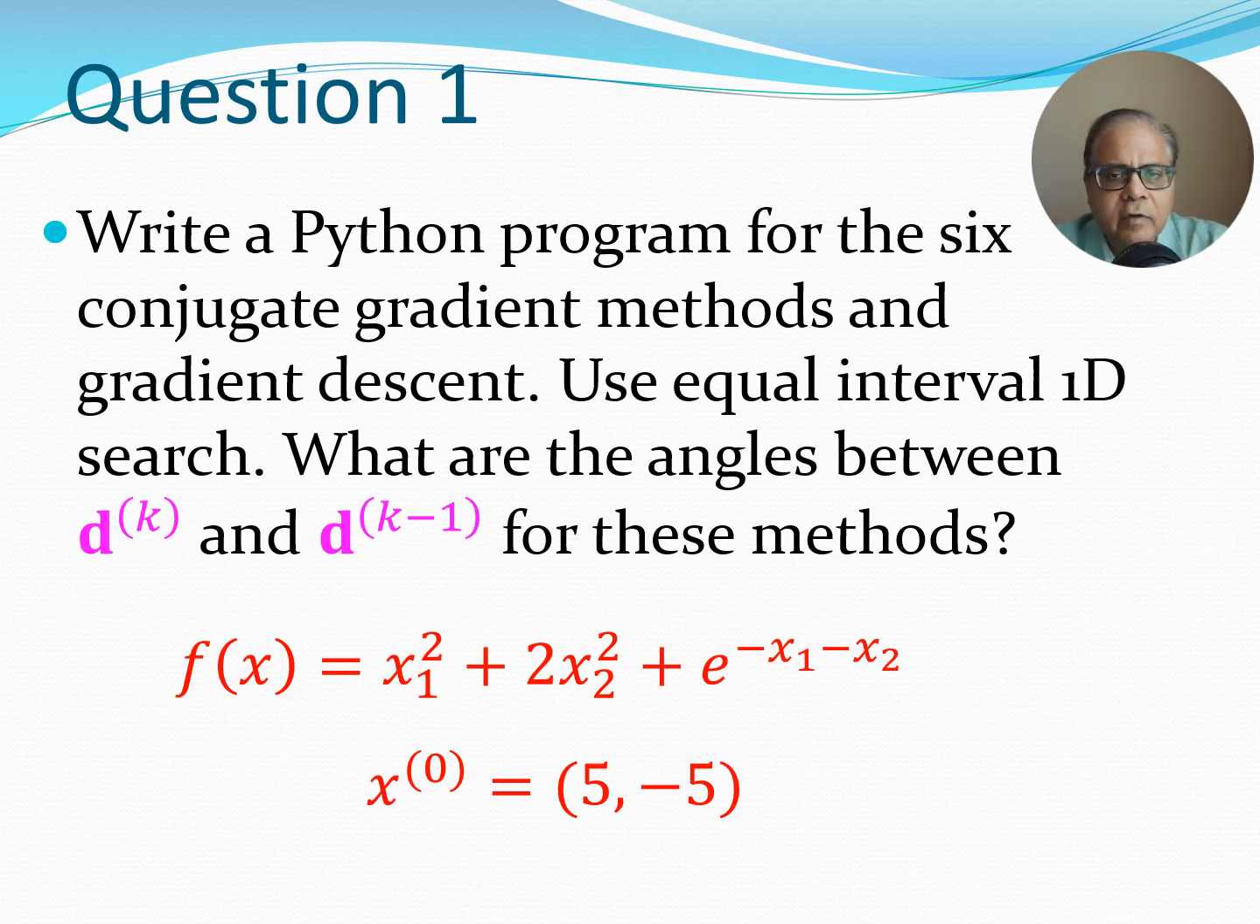Now with that review of the different methods out there, let us come to question 1. And here you are asked to write a Python program for the 6 conjugate gradient methods and also for gradient descent. And you need to of course use some 1D numerical search here. And the question is as to what are the angles between dk and dk minus 1 for these methods. The function is given here and we have to start at this particular point 5, minus 5. Now we have used this function many times before in this particular course, especially in the tutorials.